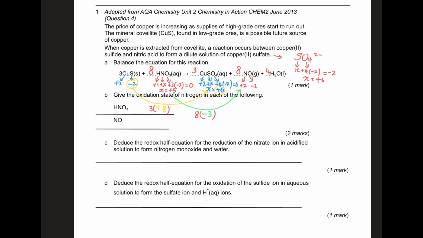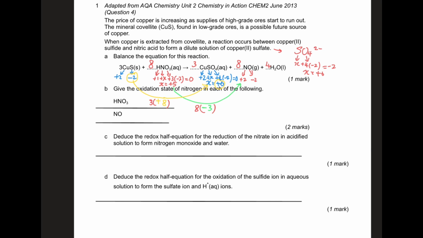Okay, so the process is quite complicated. And if you look at the marks, 1 mark only. Not easy. So much to do for 1 mark. Okay, now B. Give the oxidation state of nitrogen in each of the following.